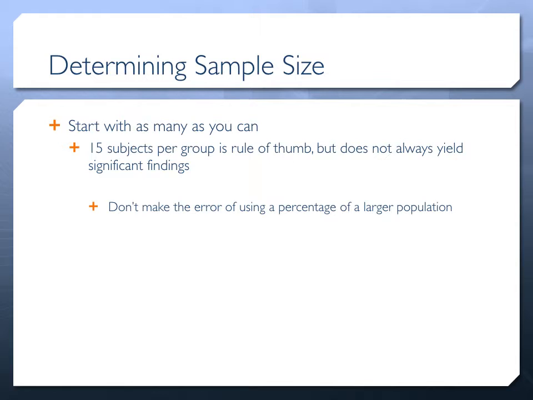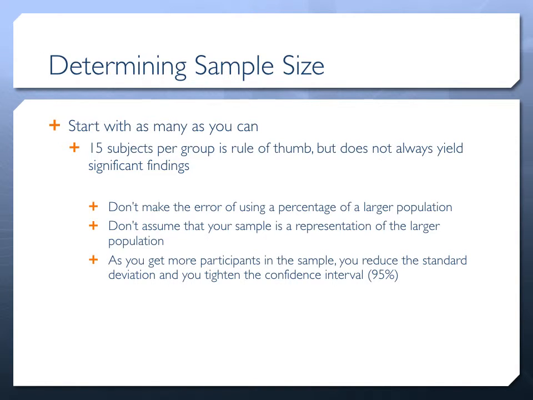I'm going to show you exactly what the components are for determining sample size. So using a percentage of a larger population is not a great idea. And also, don't assume your sample is a representation of a larger population. As I mentioned before, 8 elite cyclists don't necessarily represent the other elite cyclists in the world that didn't do the study. So we have to be careful of that.